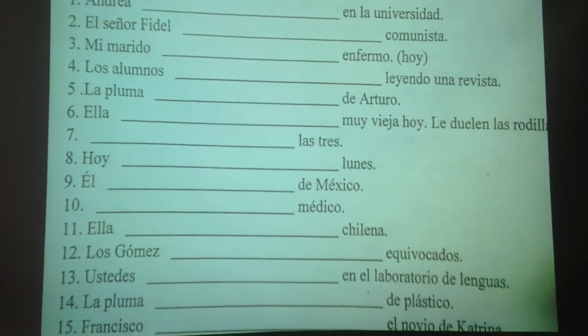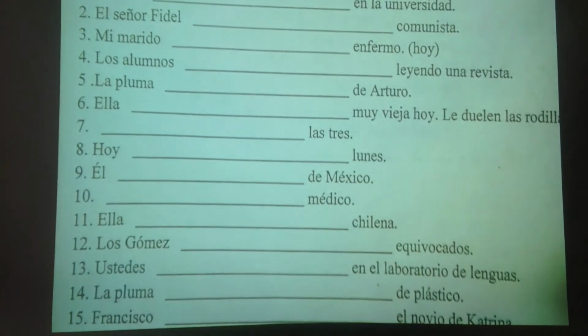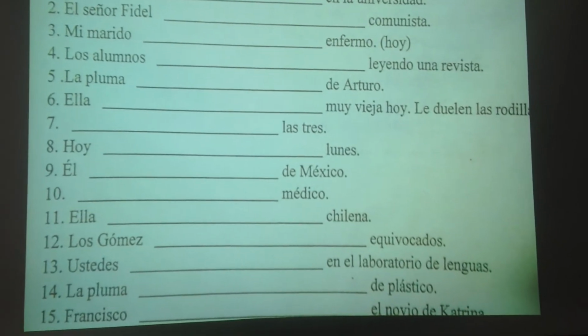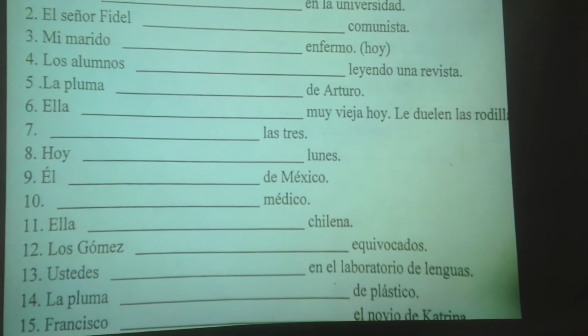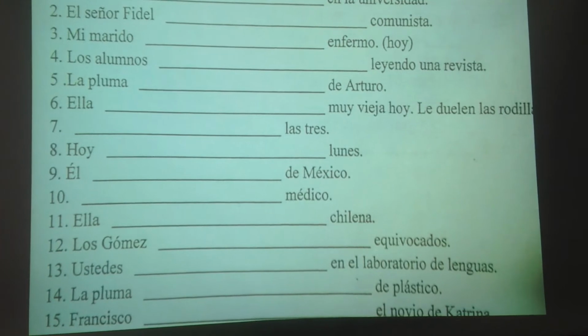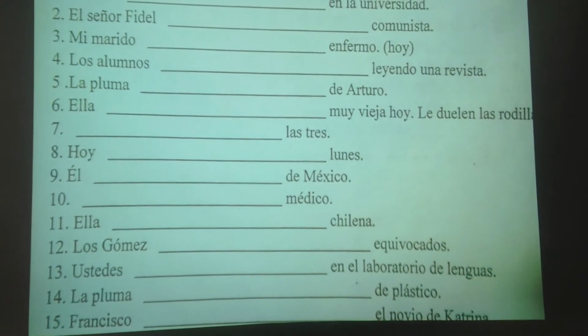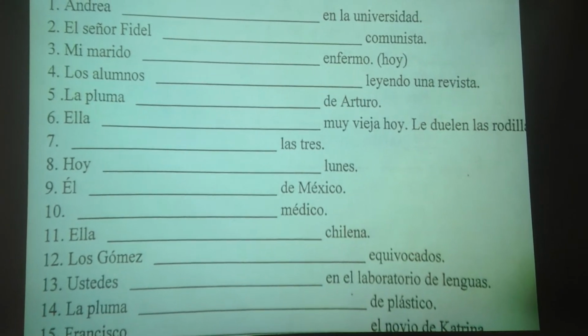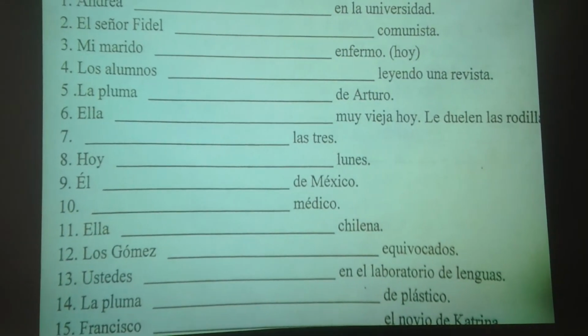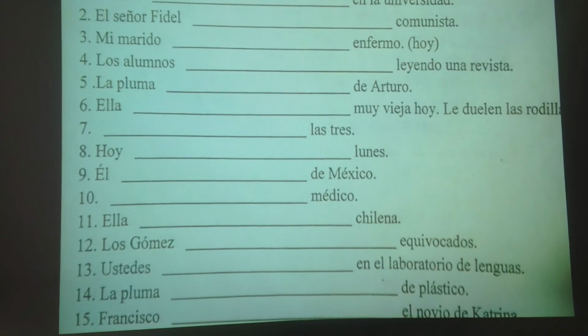Now, watch out for this one. Watch out for this one. There's a key word and you won't get the right answer if you don't see that key word. Ella blank muy vieja hoy. Ella blank muy vieja hoy.